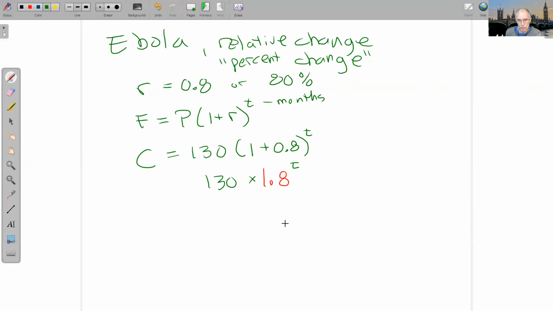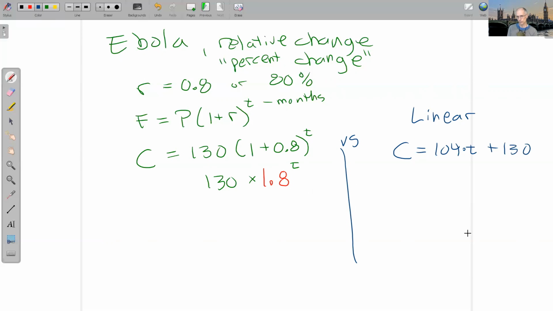So we have two different versions of the formula. We have a linear or absolute version of the formula, and then we have the relative or percent compound interest version of the formula. And they're different, right? So this one, again, is the relative percent change versus the linear one, which was C equals 104 cases per month, starting at 130.